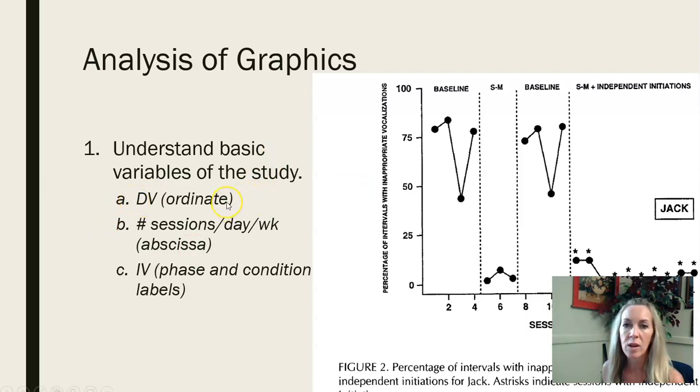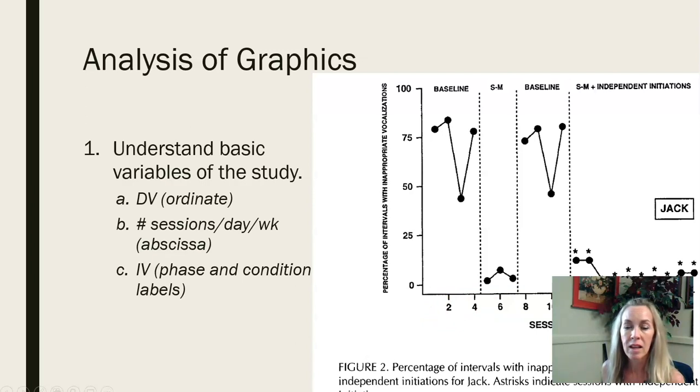Primarily, we know our dependent variable is on our ordinate axis or the y-axis. With a label, you can see percentage of intervals with inappropriate vocalizations is the behavior intended to change with this intervention. You also know the number of sessions, days, or weeks as noted along the abscissa of your graphic.